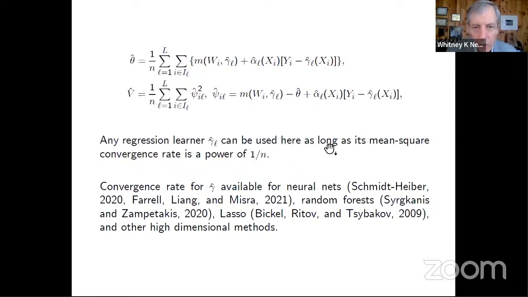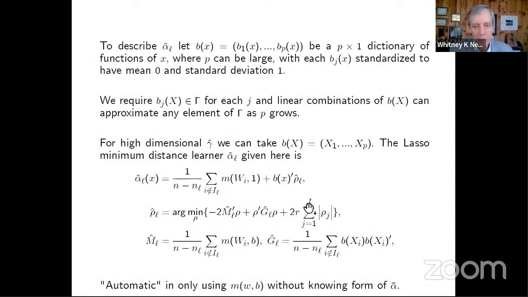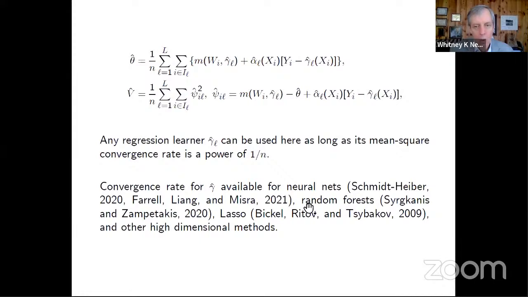Any regression learner can be used here as long as its mean square convergence rate is a power of 1/n. You need that. Of course, the power has to be less than a half, but it's got to be a power of 1 over n to be able to apply our rate results for alpha hat. And these convergence rates have only become available for neural nets just recently, in the last 2 years. They're even more recently available for random forests. And for lasso, they've been available for a long time, from when the lasso rate was first derived, to the best of my knowledge, by Bickel, Ritov, and Tsybakov.